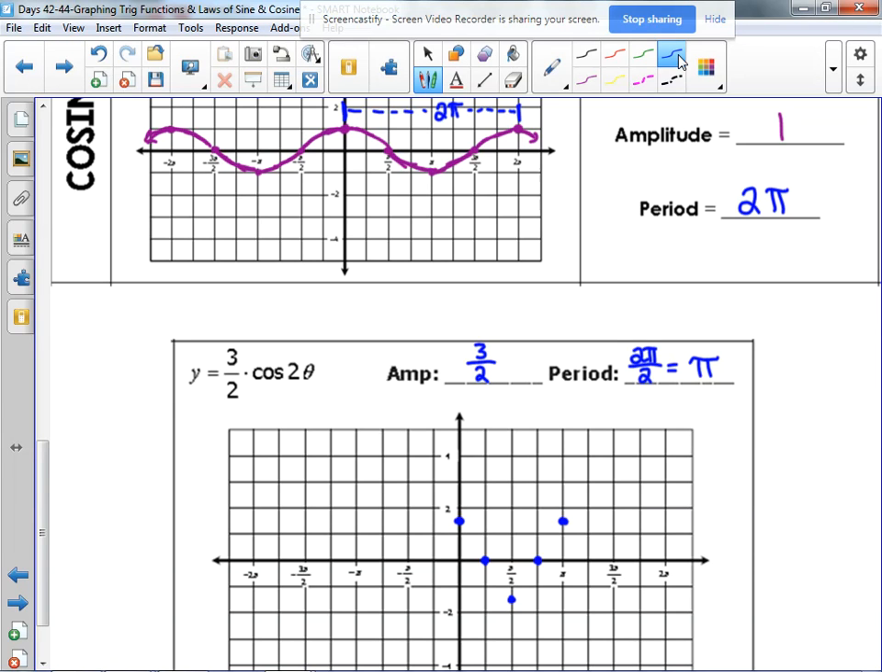So in this case, we could actually fit another cycle on the graph that we are given. So I'm going to do that. I'm just going to repeat all those points between pi and 2 pi, and fill that in. And then I'm going to do the mirror image there on the left side.